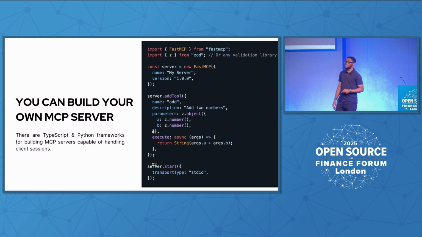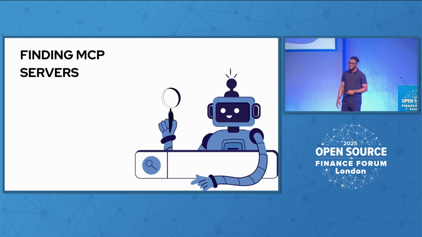But the thing I want you to walk away with is, if you have a customer application, a startup, you can absolutely build your own MCP server. So, if you're not doing that, how do you find an existing MCP server?